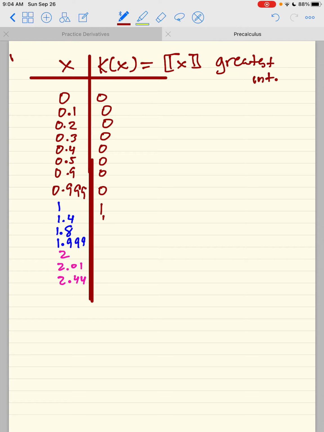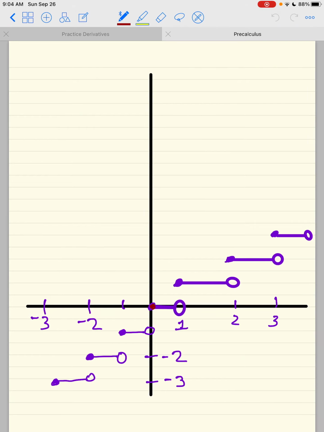Okay, so 1.4 would be 1. 1.8 would be 1. It rounds down. 2 would be 2. 2.01 would be, and so on. So if you think about it, 0 is 0, 0.1 is 0, 0.2 is 0, 0.3 is 0, all the way till you get to 1. 1 is 1. 1.1 is 1, 1.5 is 1, 1.6 is 1, and it looks like this stairs.